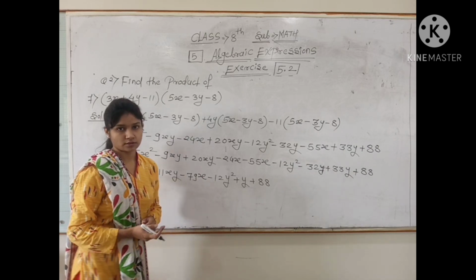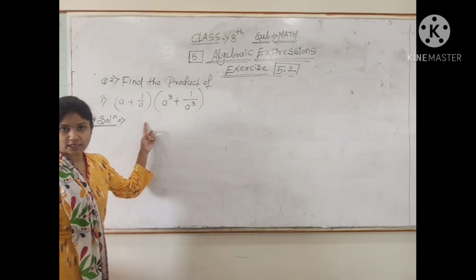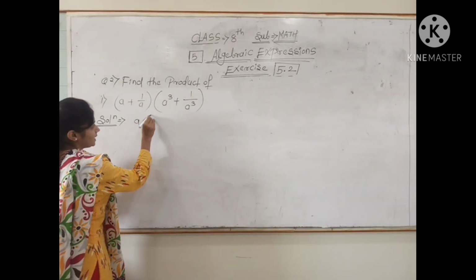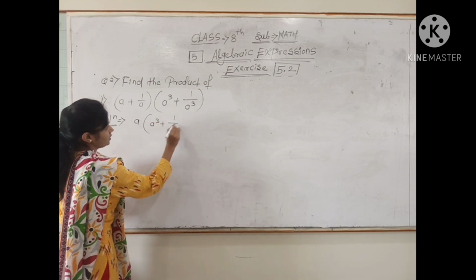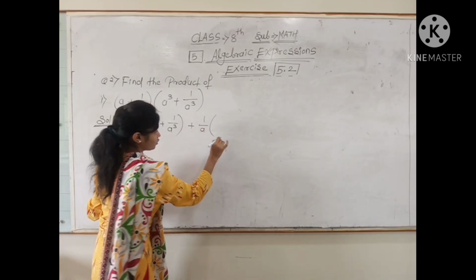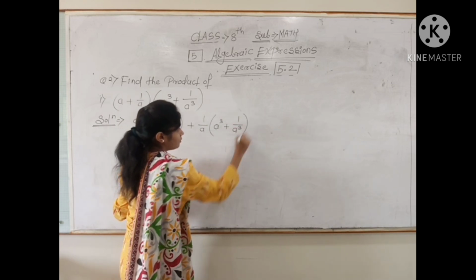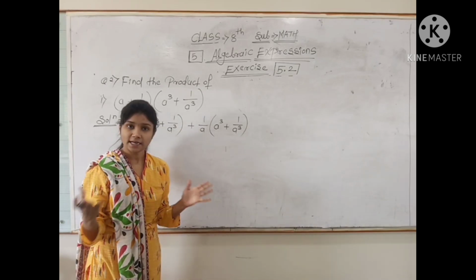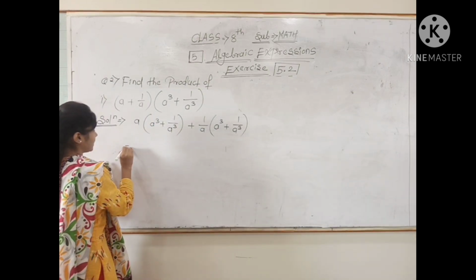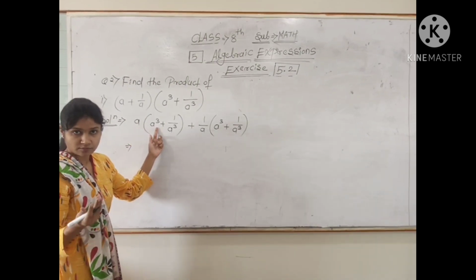Understand, student? Now next question. Now question number I. What is question number I? a plus 1 upon a is multiplied by a cube plus 1 upon a cube. Okay. So firstly a is multiplied by a cube plus 1 upon a cube. Then the second term is what, student? 1 upon a. So 1 upon a is also multiplied by a cube plus 1 upon a cube. In this exercise we are given different types of examples, but you have to use the same method. Then how to multiply? See, a multiplied by a cube. What is that?